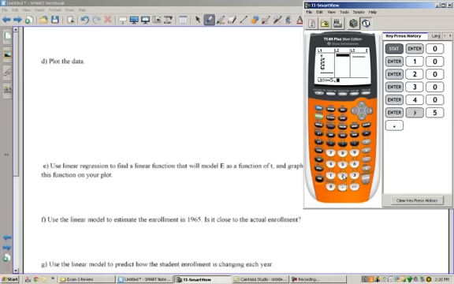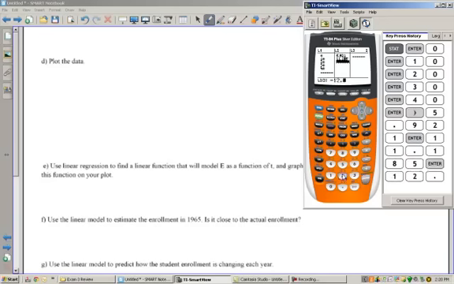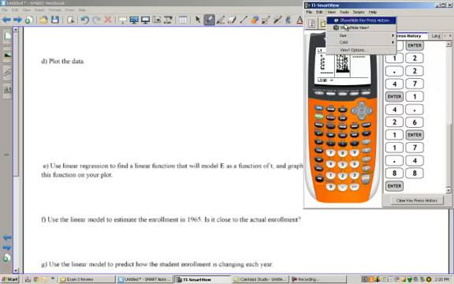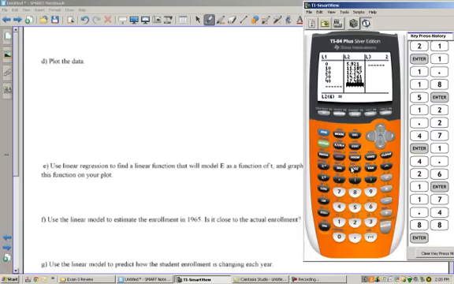So 5.921, 11.185, 12.247, 14.261, and then 17.488. All right, so here's my data right here. And now what I want to do is plot it.